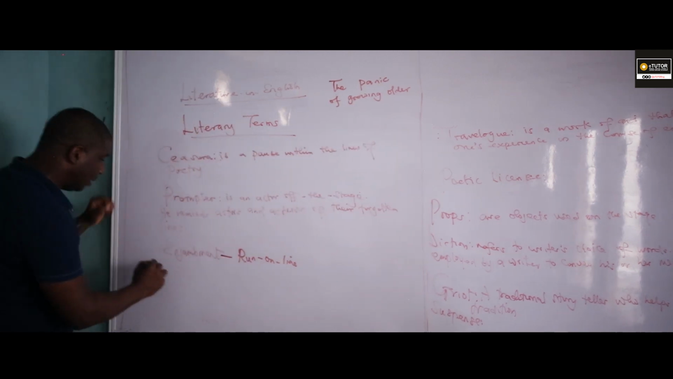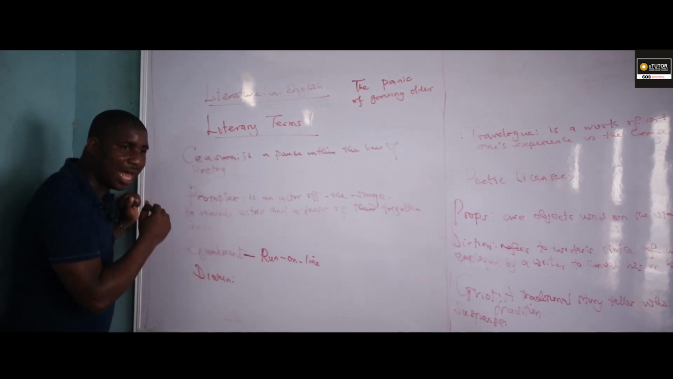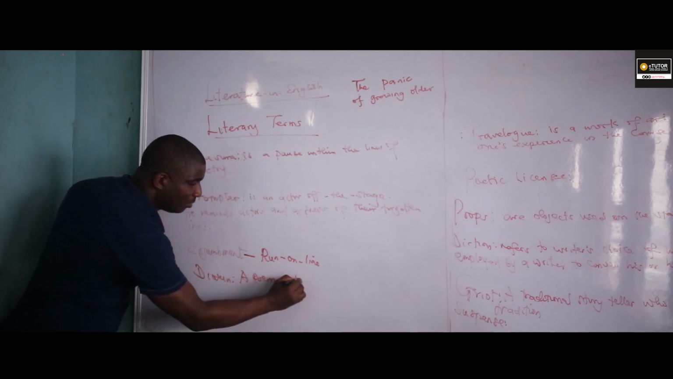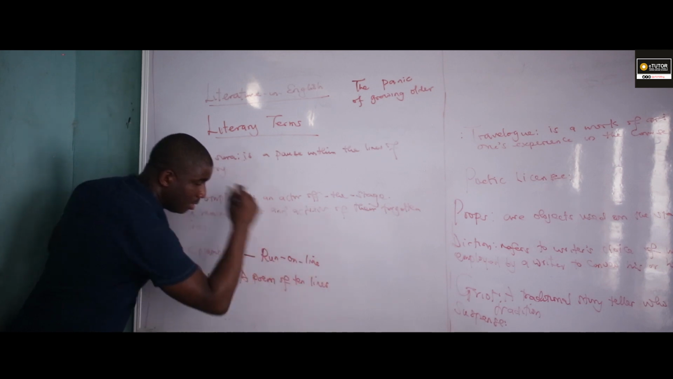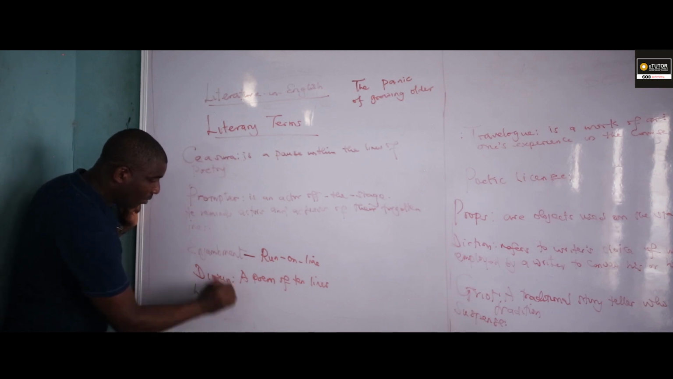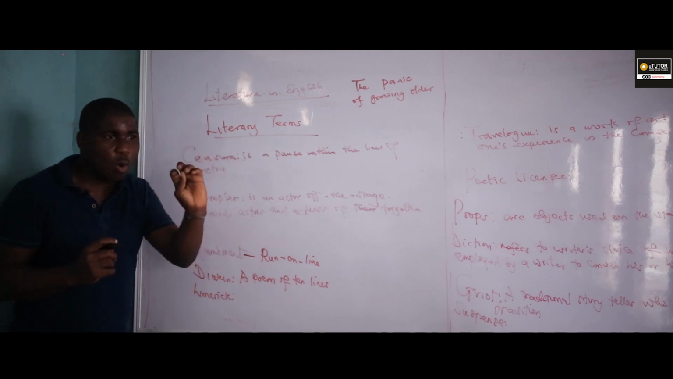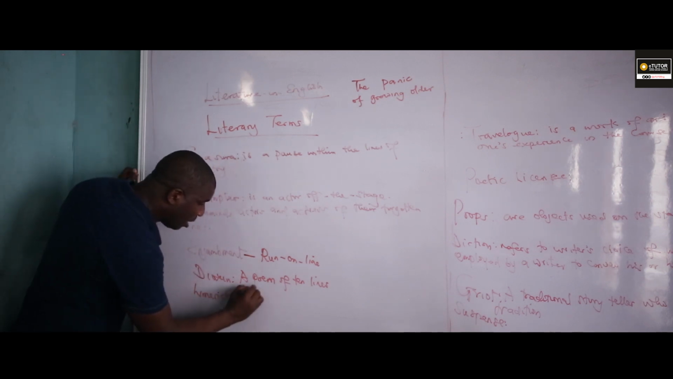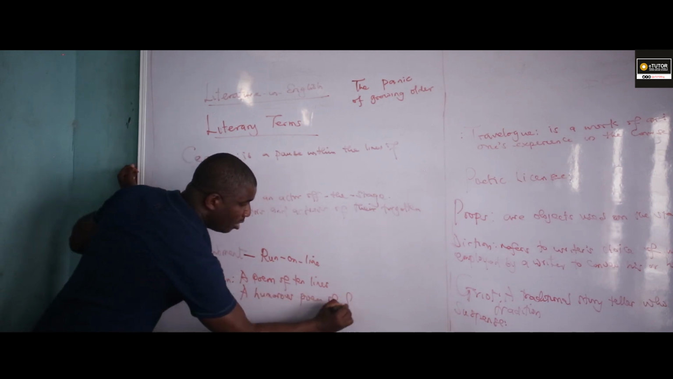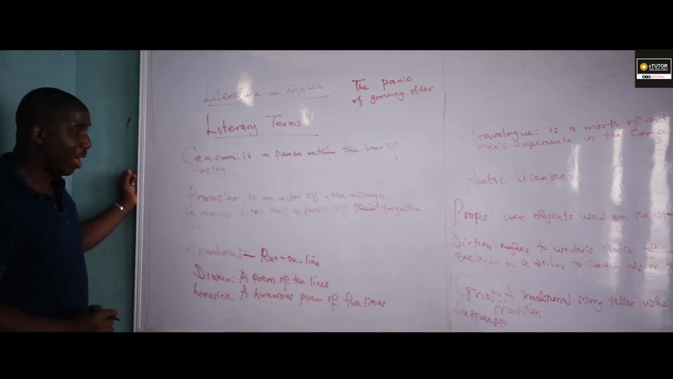Now let's look at dozing. What do you mean by dozing? A poem of 10 lines. Just write, a poem of 10 lines. The next one is limerick. Limerick is a humorous poem of 5 lines. A what? A humorous poem of five lines. Do I seem to be communicating?